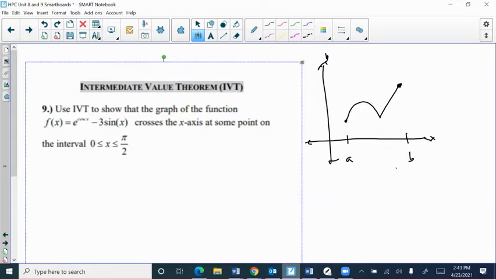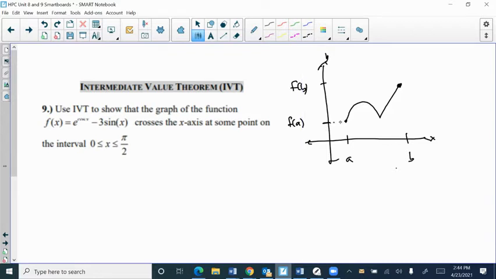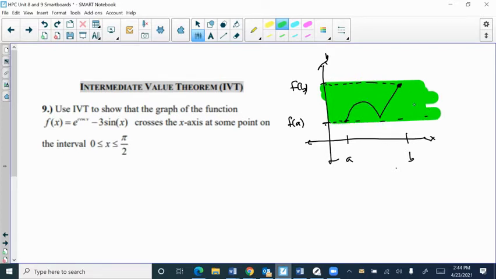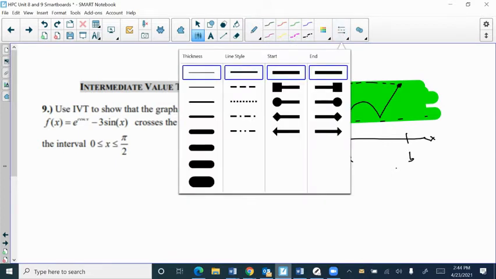As long as you have a continuous function, if you look at the y values, here's where f of a is, and here's where f of b is, then whatever your starting y value is and whatever your ending y value is, every single thing in between those two y values will be achieved or will be hit. There'll be some x in the given interval that corresponds to it.